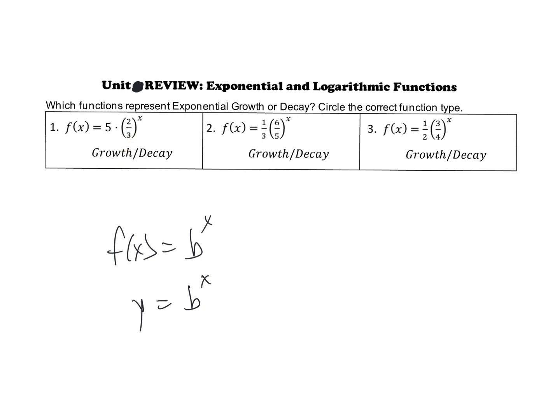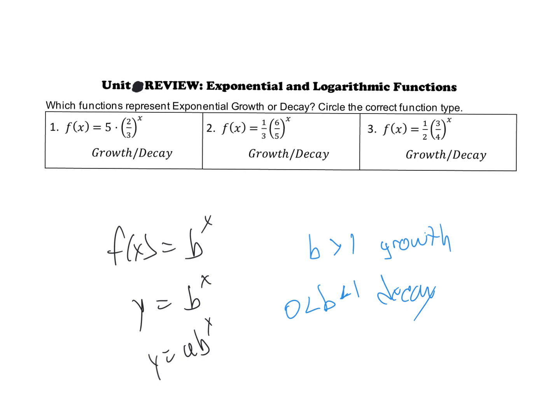So if we consider the parent function f of x equals b to the x, or y equals b to the x. Now sometimes you'll see y equals a times b to the x, okay? But the b value determines the growth factor. So what we need to know about the b value: if the b value is greater than 1, then we have growth. If the b value is greater than 0 but less than 1, like a fraction or a decimal, then that's when we have decay.